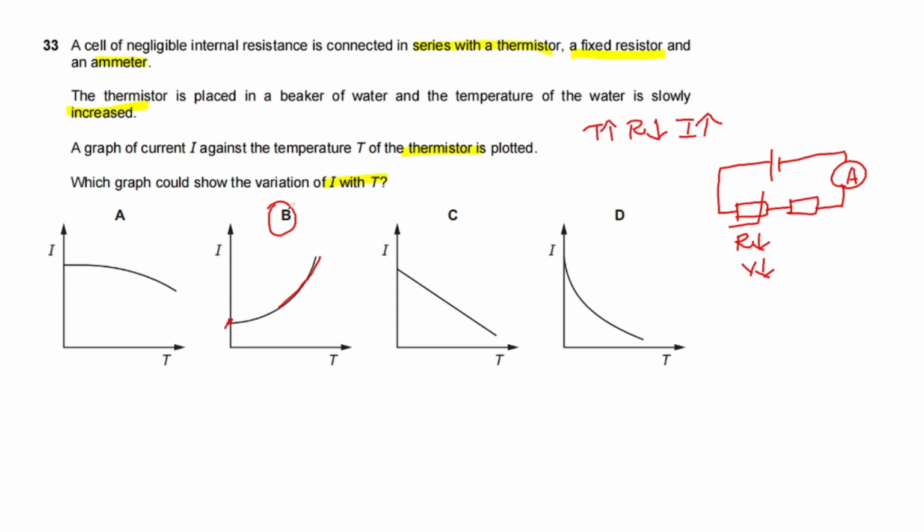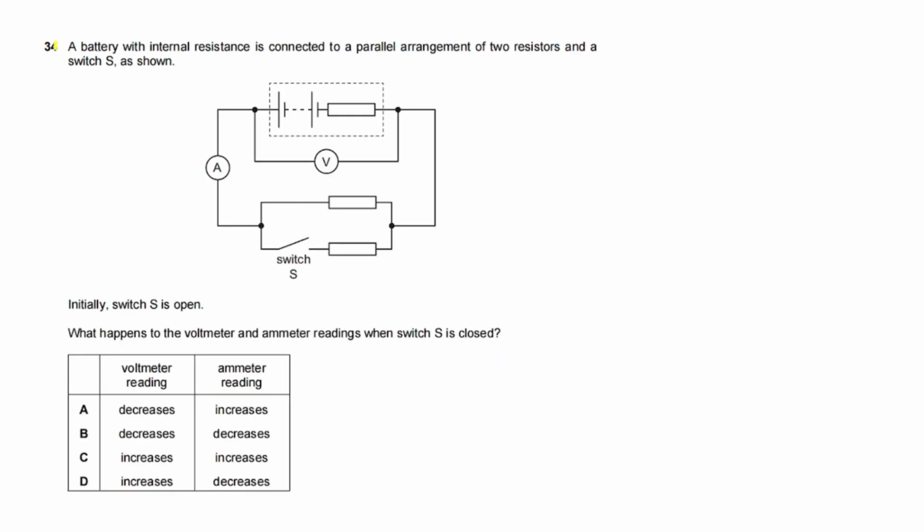So in this question number 33, option B is the correct answer. Question number 34. A battery with internal resistance is connected to a parallel arrangement of two resistors and a switch S as shown. Initially, switch S is open.